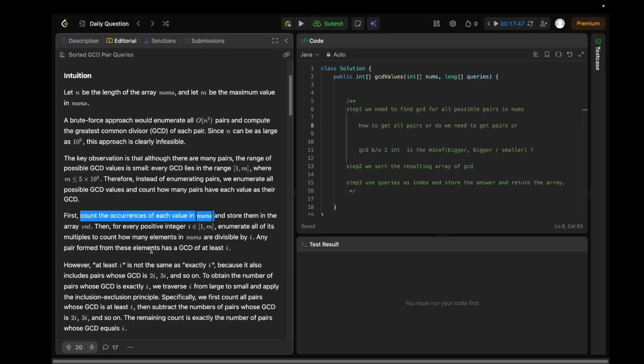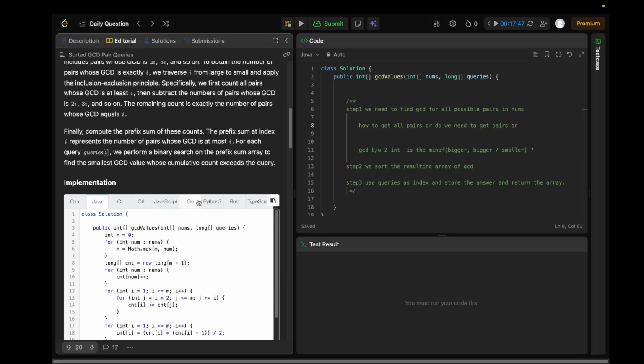So to obtain the number of pairs with GCD exactly i, we traverse i from large to small and subtract the number of pairs whose GCD is a larger multiple of i, and so on. The remaining count is exactly the number of pairs with GCD i. Finally compute the prefix sum of these counts. The prefix sum at an index i represents the number of pairs with GCD up to i. Perform binary search on the prefix sum array to find the answers.